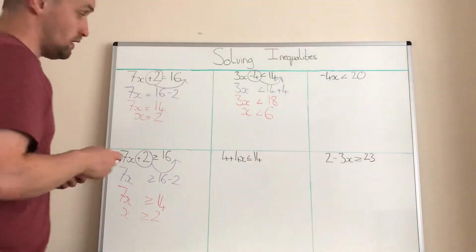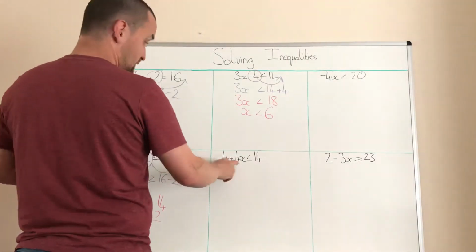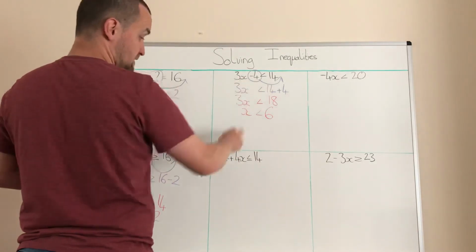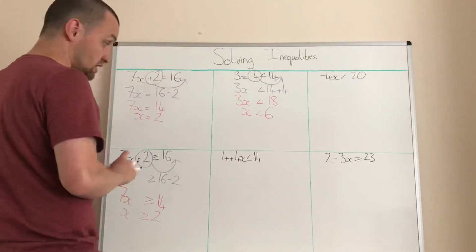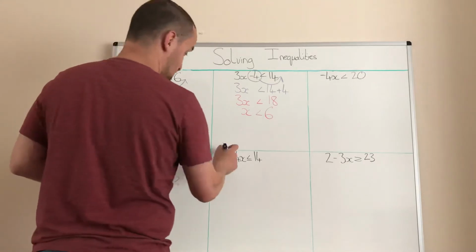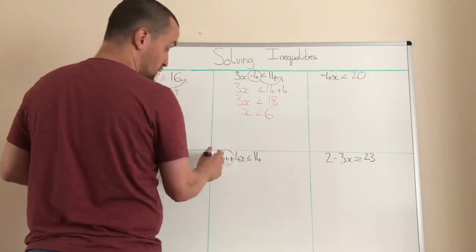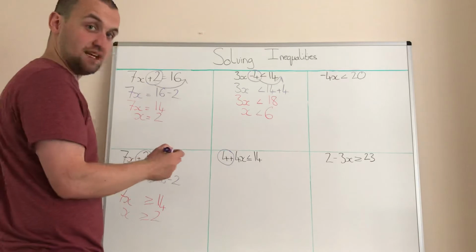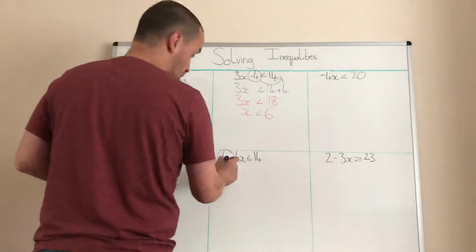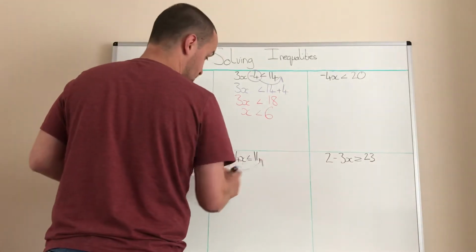On this one, all I've done here is swap the x and the number around. So we still need to get x on its own. So I'm going to take this plus 4. We know it's a plus 4 because there's no minus sign in front of it. We're going to take it though and put it on that side.